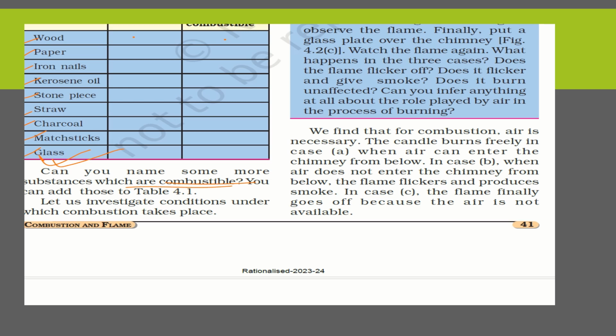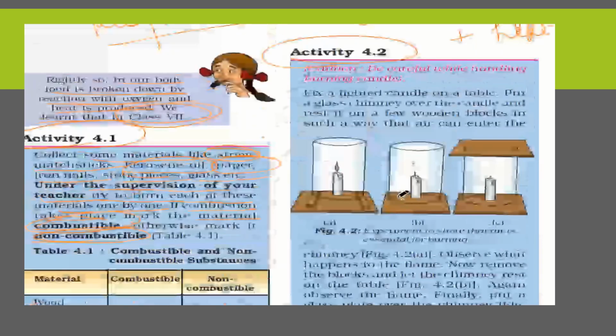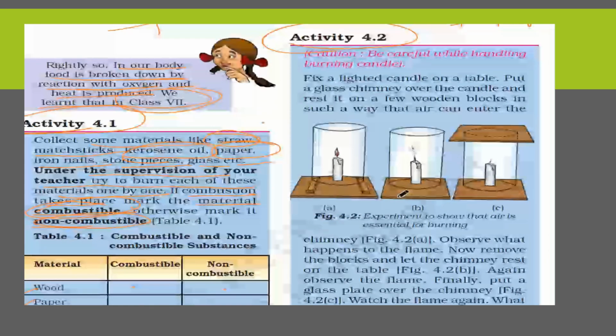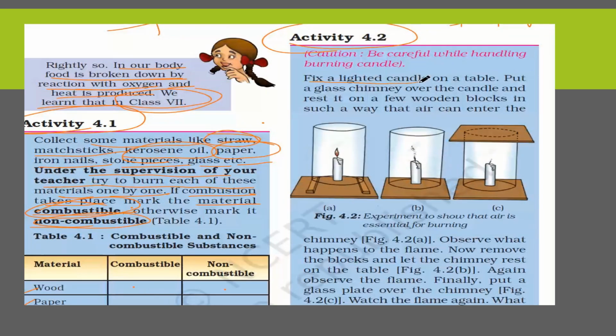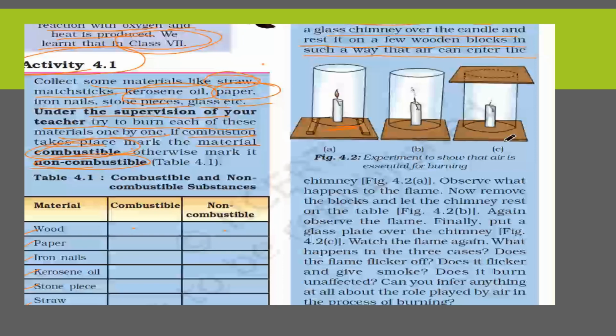So let us investigate conditions under which combustion takes place. So what are we going to investigate now? Conditions under which combustion is taking place. Now here also they have given you an experiment. Fix a lighted candle on a table. Put a glass chimney over the candle and rest it on a few wooden blocks in such a way that air can enter the chimney. You can see here it's resting on two wooden blocks.